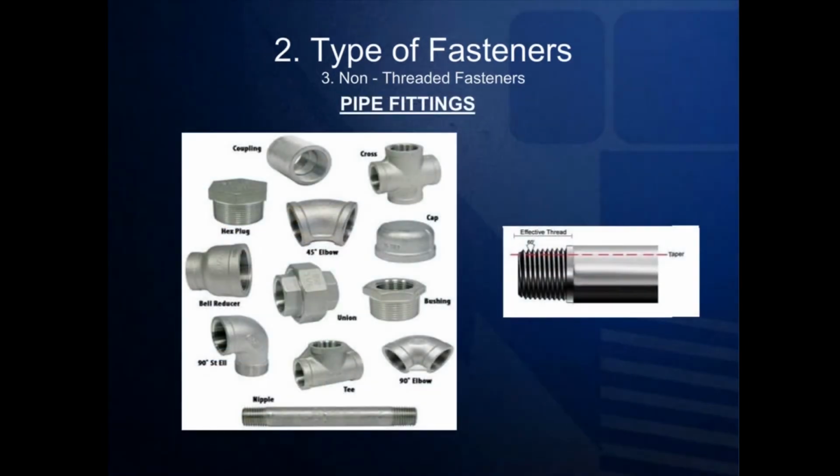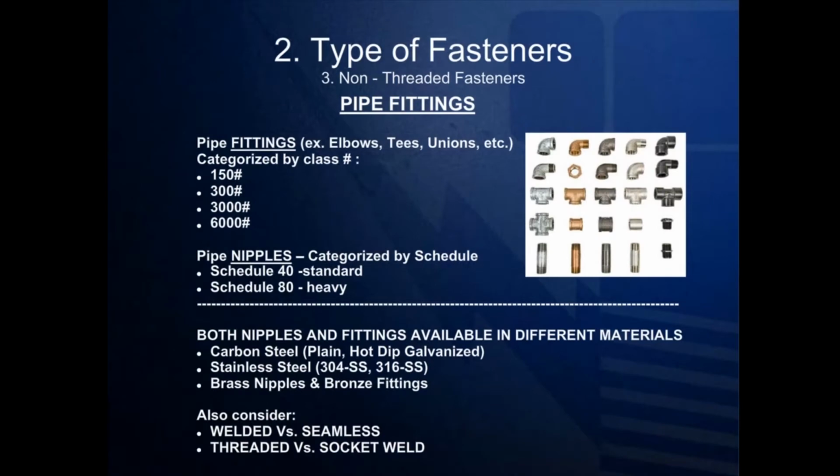Other items that are commonly found next to fastener bins are pipe fittings. In my opinion, pipe fittings are sometimes a little bit easier to understand than fasteners, as they come in fewer different diameters. In addition to pipe nipples, which have tapered threads on both sides, the other fittings are listed here. These include couplings, crosses, plugs, elbows, which are commonly found in a 90-degree, a 45-degree, and a street elbow, caps, bell reducers, unions, hex bushings, and T's. Let's first discuss the different types of pipe fittings.